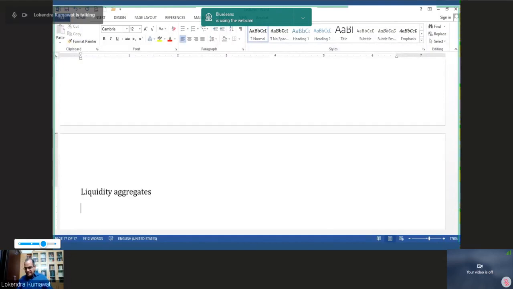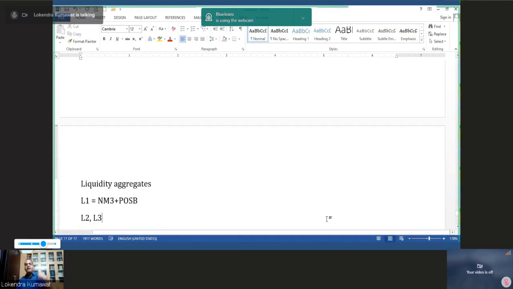So there are three liquidity aggregates: L1, L2, and L3. These liquidity aggregates include the liabilities of non-banking financial institutions which provide services similar to the banking institutions. So for instance, L1 includes NM3 plus liabilities of the post office savings bank, and similarly L2 and L3 include liabilities of the other institutions. So these are broadly the aggregates that are discussed in India.